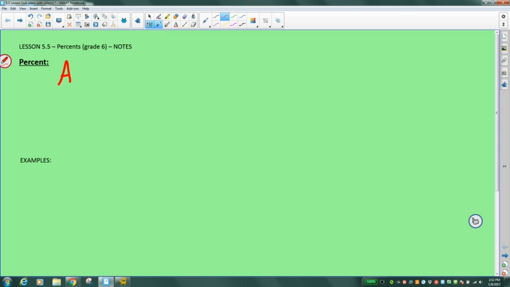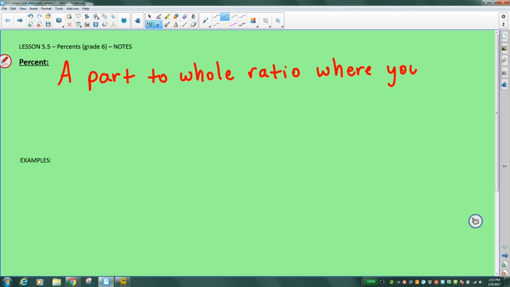So we have a percent, which is a part-to-whole ratio where your whole is 100. So your whole is always 100 for a percent.